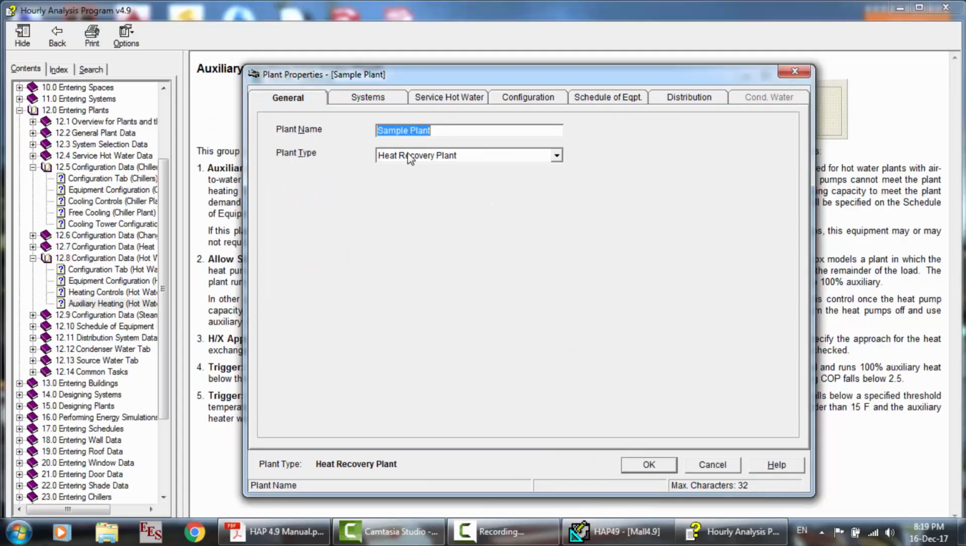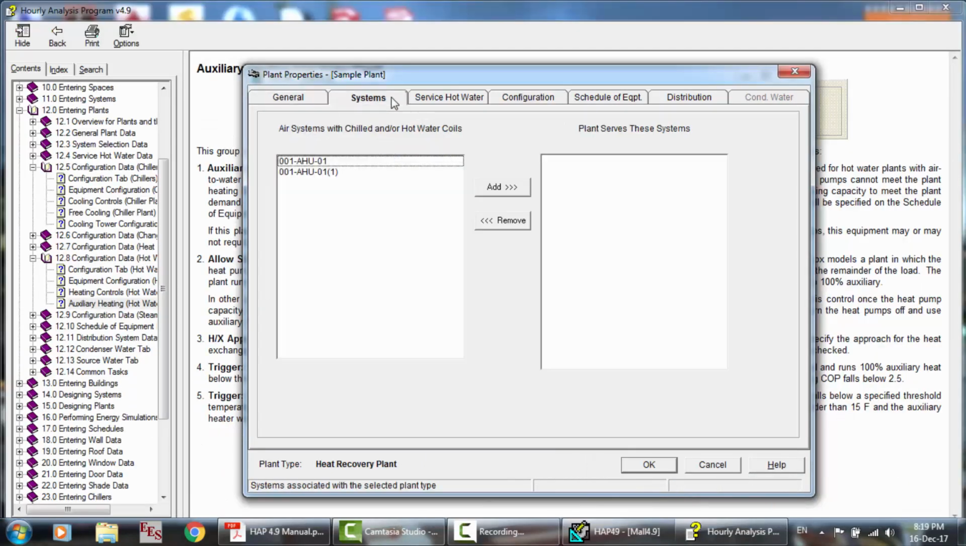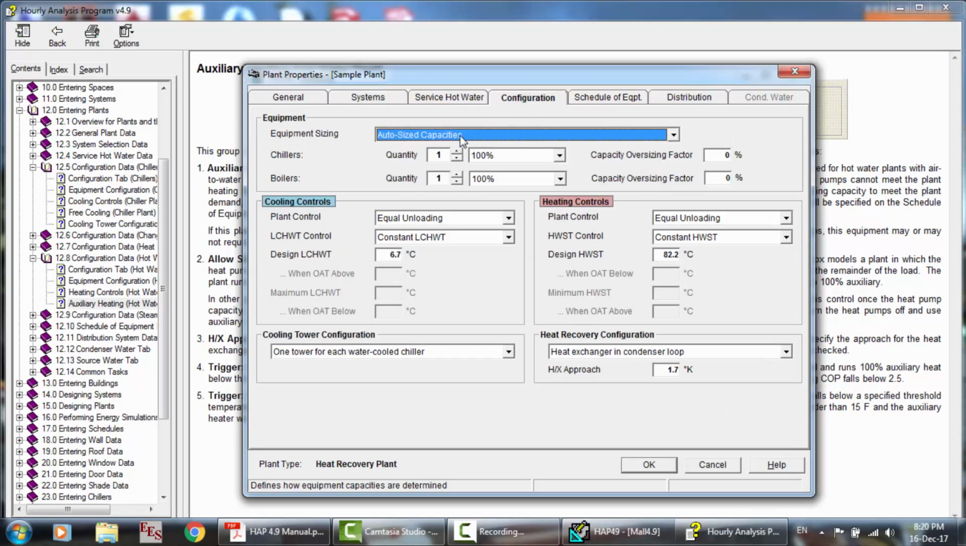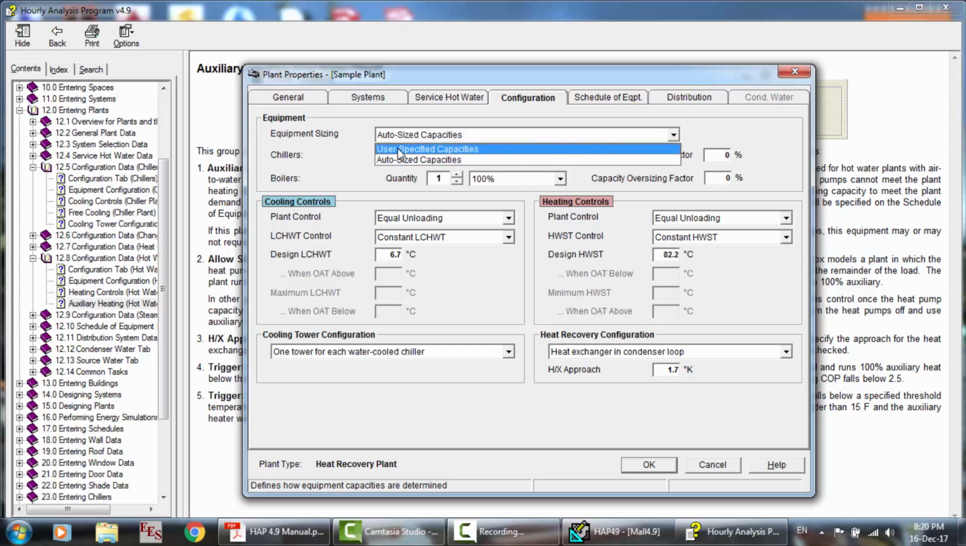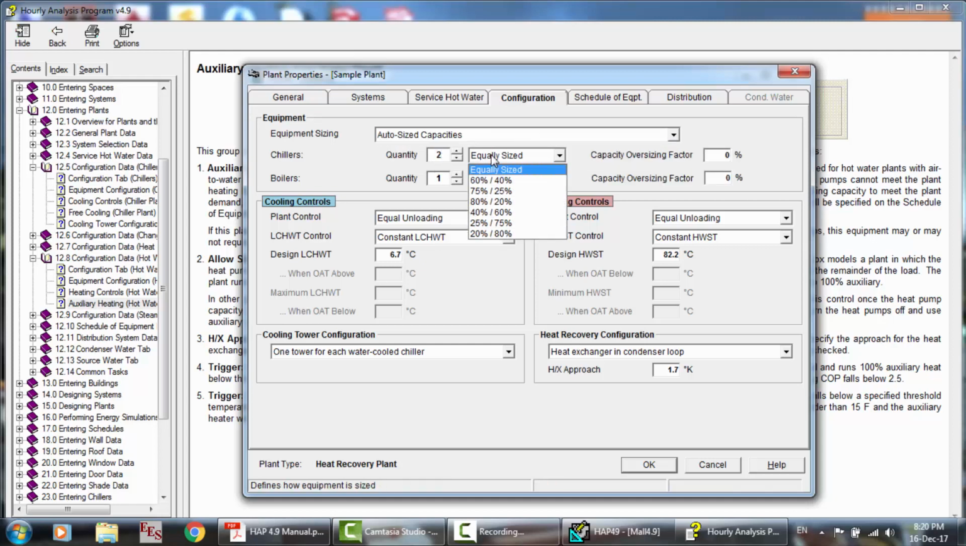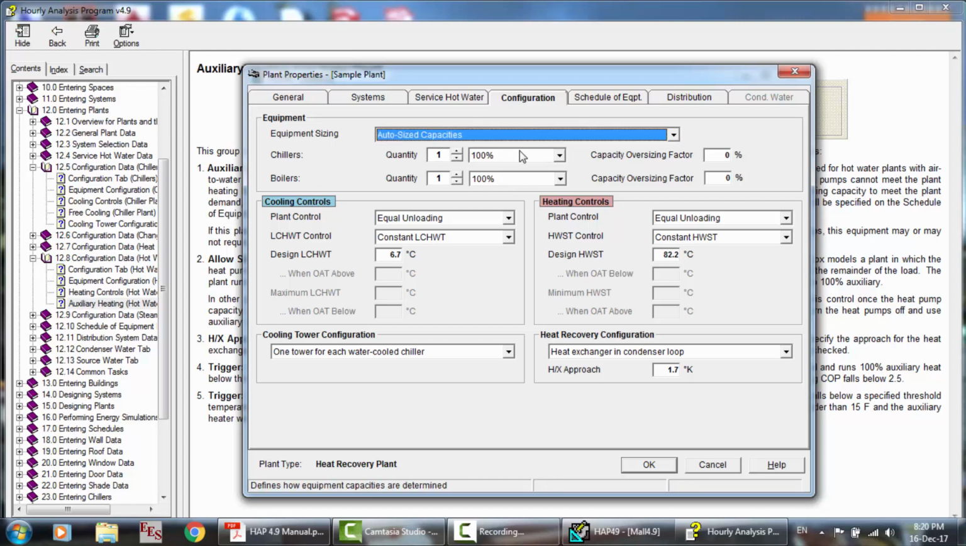For the heat recovery plant, gentlemen, we have here systems also. Service hot water and configuration. We have here the equipment, auto sized or user specified capacities. Okay, for auto size, if we make it equal sized or the percentage, if we make it 1, just 100%. Okay, and here the capacity or sizing factor. Also for the boilers, you can make it 1 boiler, 2 boilers, up to 12.